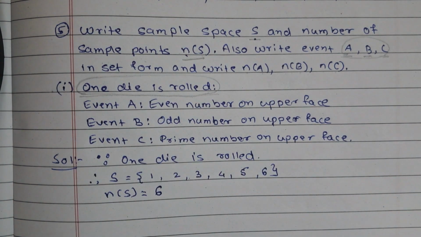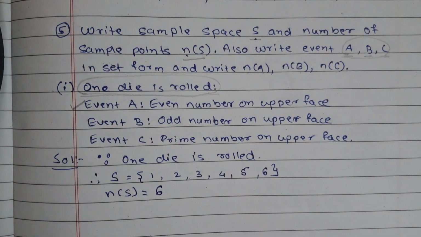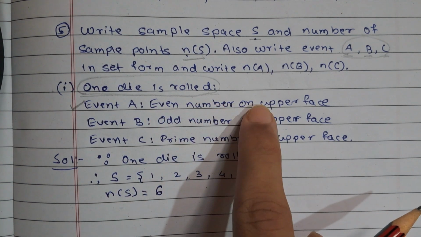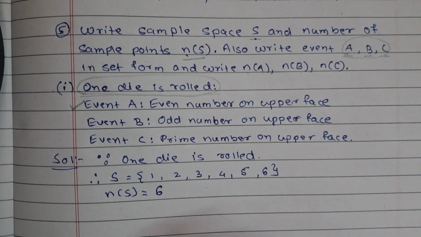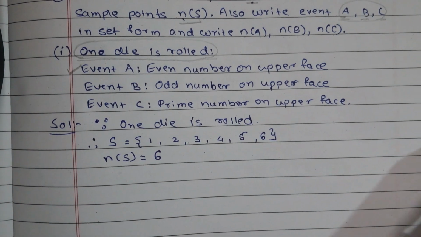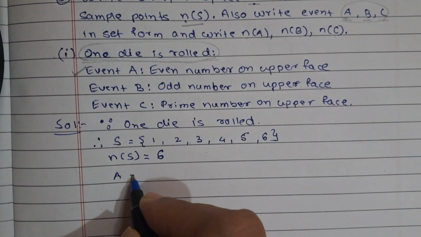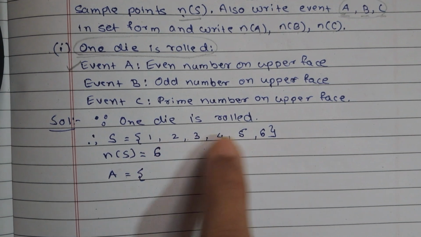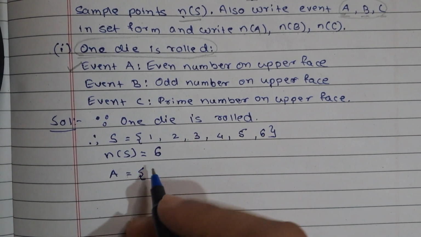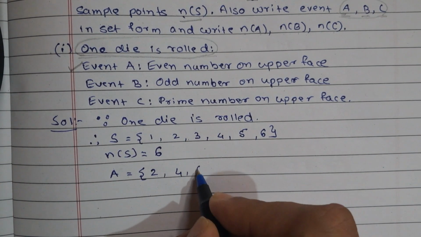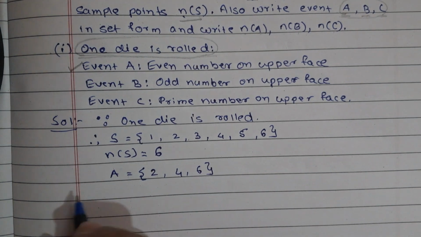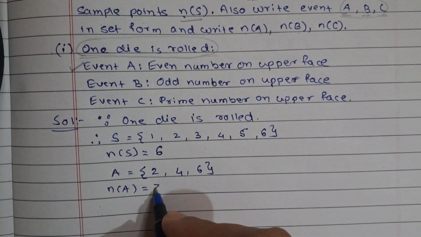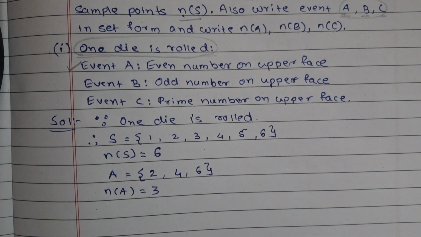Now we have to do the same for event A. So what does event A say? Event A says even number on upper face. So let me just write it like this, A. Now what all can come inside A? All the numbers which are even, that is 2, 4 and 6. Simple as that. So this is n of A. n of A will be 3. There are 3 elements inside this, right? So it will be 3.